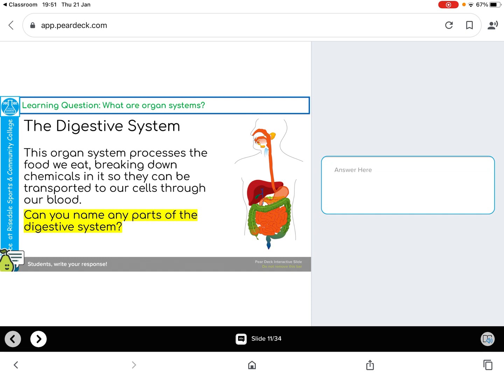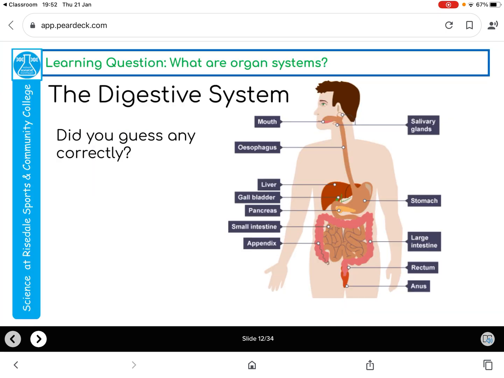We actually have a lot of organ systems in our body. Luckily, we don't need to learn about all of them at secondary school. If you want to become a scientist, you probably have to learn about a lot more. Okay, so the first one was the digestive system. The job of the digestive system is to process food we eat, break down the chemicals so that we can absorb it into our blood and it can be transported around the body.